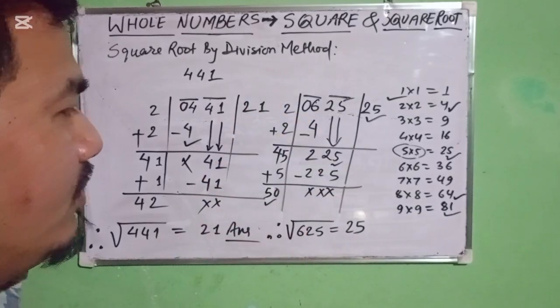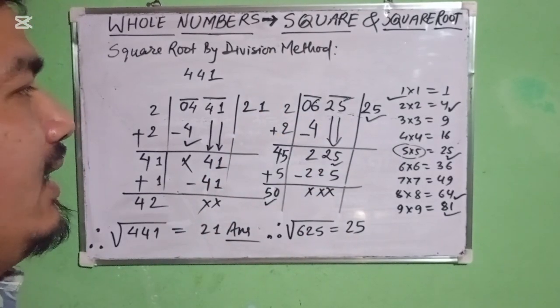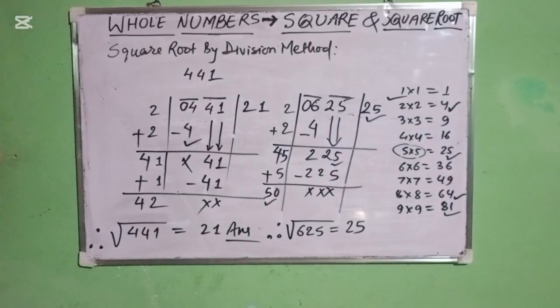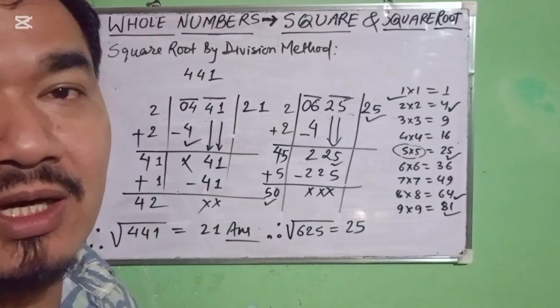This is the process to find square root by the division method. I hope you understood. If any confusion, you can ask me.